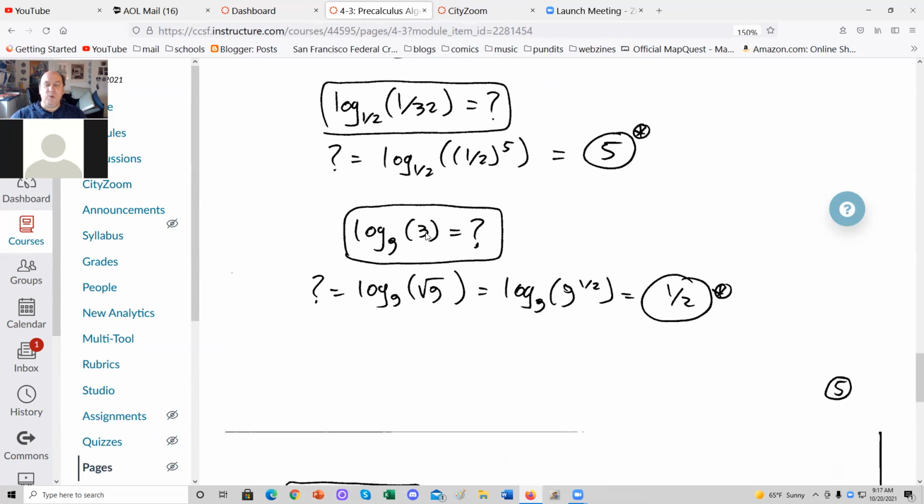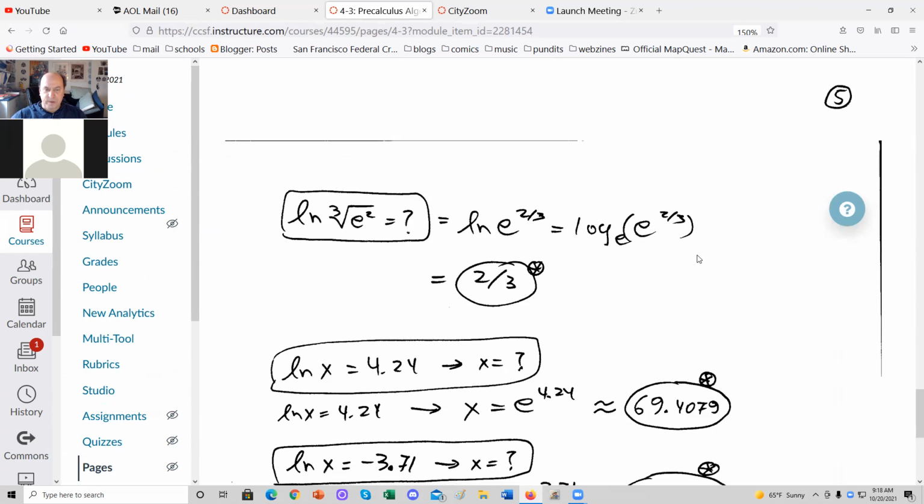Log base 9 of 3 is what? Well, 3 is the square root of 9, which is 9 to the half. So this is log base 9 of 9 to the half. Cancellation gets you 1/2. Natural log of the cube root of e squared. What's that? Well, a cube root of a square is a 2/3 power. So this is natural log, log base e of e to the 2/3. Cancellation gets you 2/3.